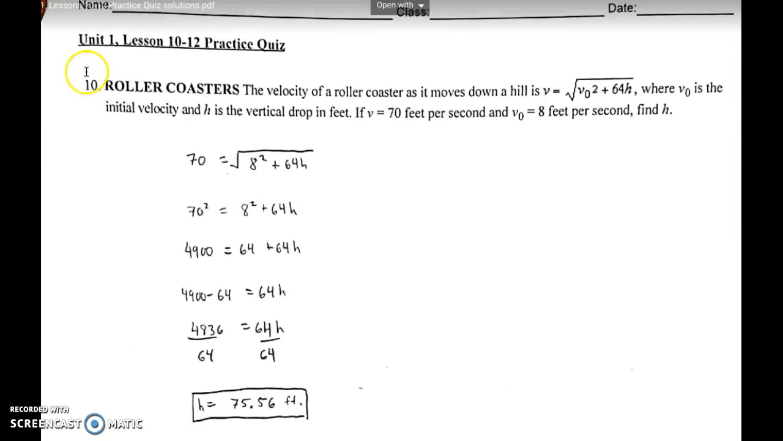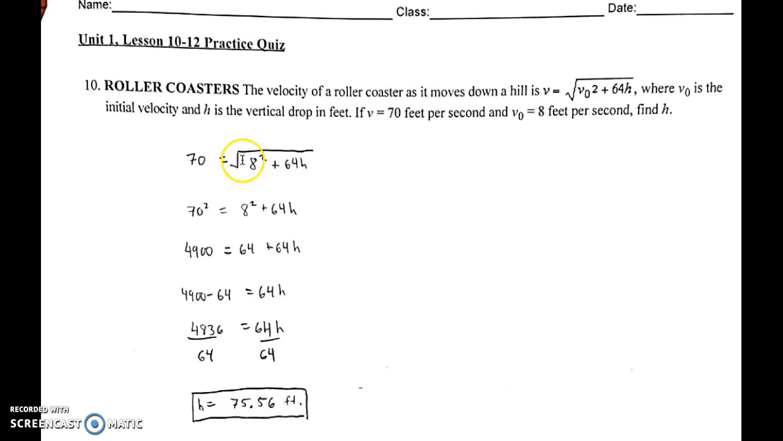And the last question on the quiz. It says the velocity of a roller coaster as it moves down a hill is v equals the square root of v naught squared plus 64h, where v naught is the initial velocity and h is the vertical drop in feet. If v equals 70 feet per second and v naught equals 8 feet per second, find h. So I'm plugging in these values in my formula that they gave me. V is 70, so I'm replacing this v with 70. I'm replacing v naught with 8. So that gives me 70 equals the square root of 8 squared plus 64h.